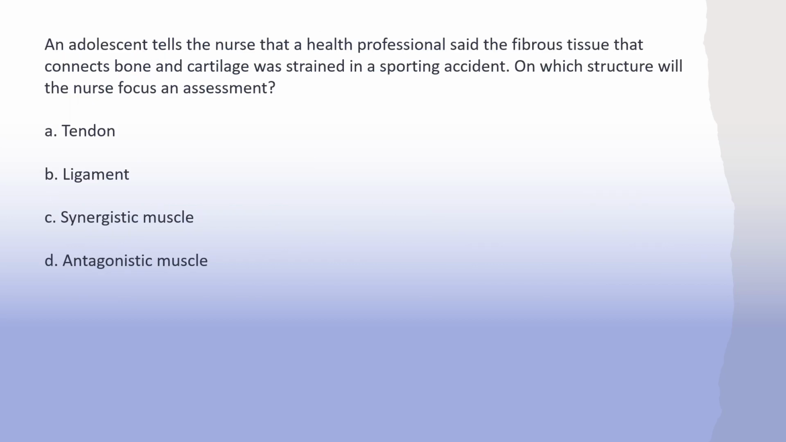An adolescent tells the nurse that a health professional said the fibrous tissue that connects bone and cartilage was strained in a sporting accident. On which structure will the nurse focus an assessment? A. Tendon. B. Ligament. C. Synergistic muscle. D. Antagonistic muscle.